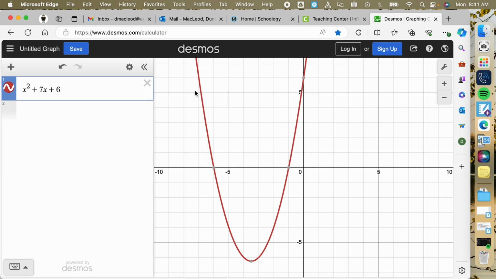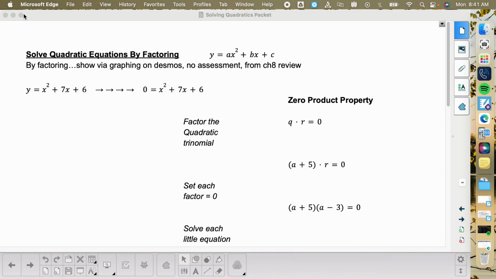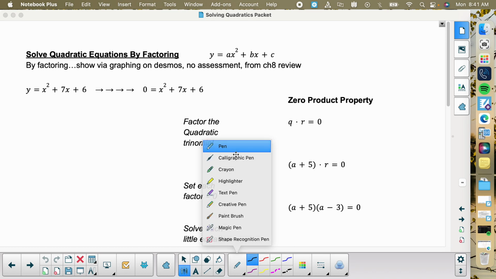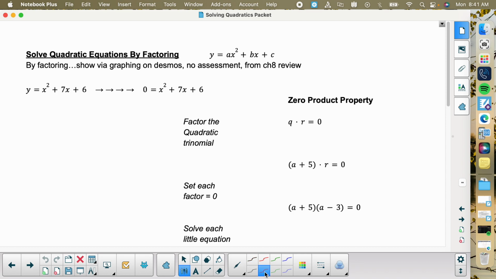Now the method that we're going to do is factoring. And I'll just kind of go through this one. We're not going to do this part today, but I want to go through it and show you how we're going to use it, so that when we do it tomorrow, you'll kind of know where we're coming from.